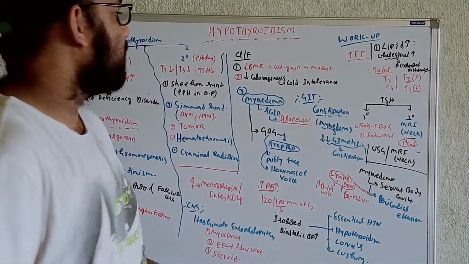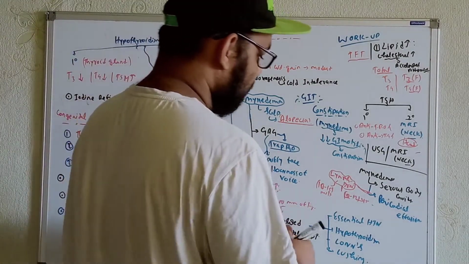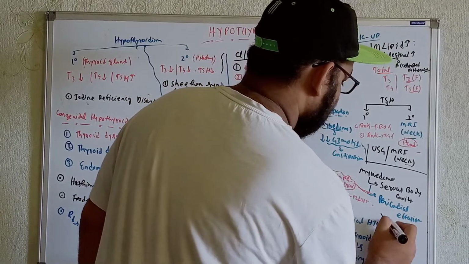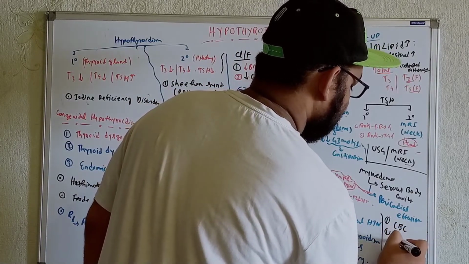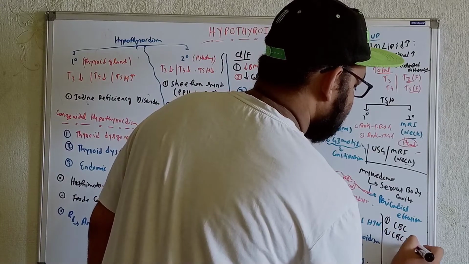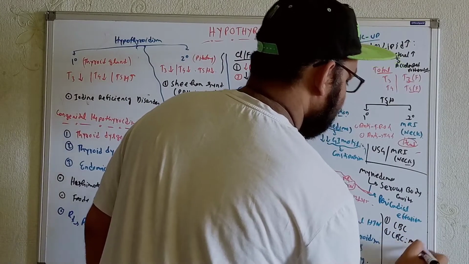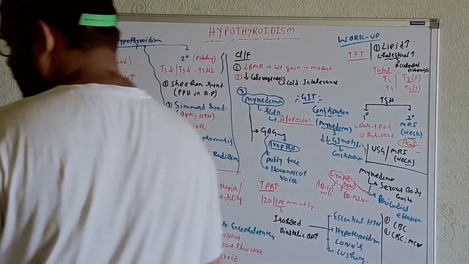Okay. Now in these cases you can also do some tests. You can do the total blood count. We can do the ratio for the total blood count and the MCV, mean corpuscle volume, in these cases. Okay, sometimes for the diagnostic purpose.